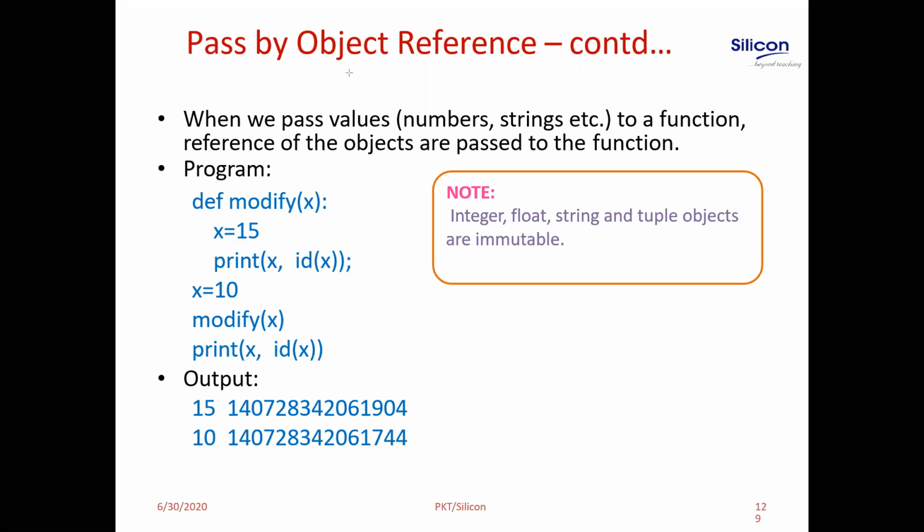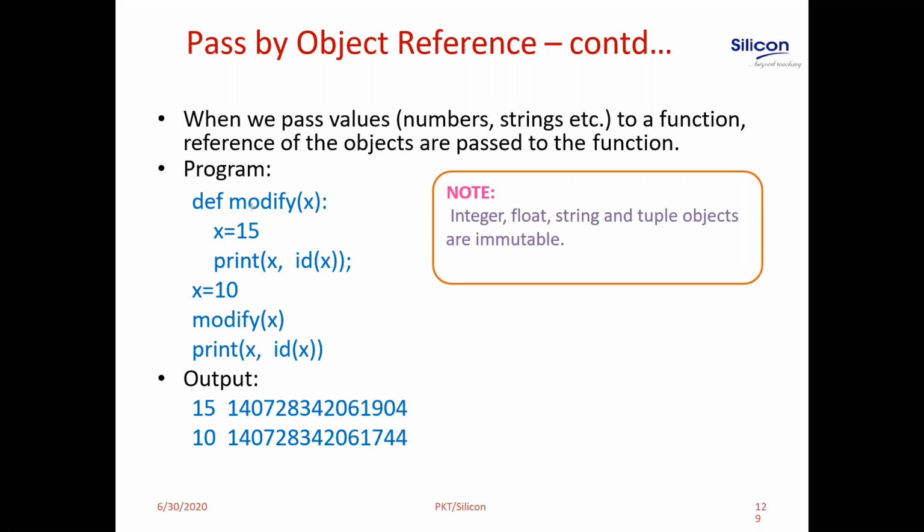Sir, excuse me, sir. In the main, when we passed x in the modify function, if we had written x equal to modify of x, then it would have printed 15. Which one do you mean? Sir, after x equal to 10, you have written modify x, passing x through the modify function. Yes. So if instead of modify x, we would have written x equal to modify of x.